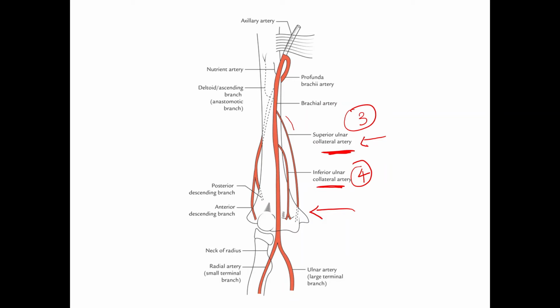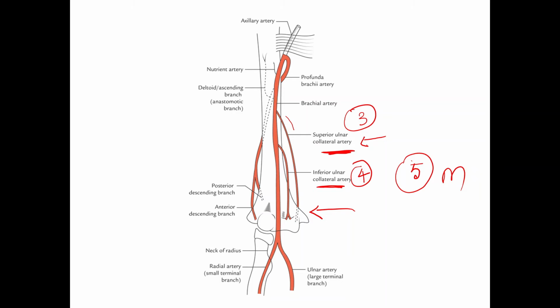The last branch of the brachial artery is nothing but the muscular branches. Yes, the muscular branches supply the muscles of the anterior compartment, which are the coracobrachialis, the biceps brachii and the brachialis. All these muscles of the anterior compartment are supplied by the branches of the brachial artery. So this is about the 5 branches of the brachial artery.